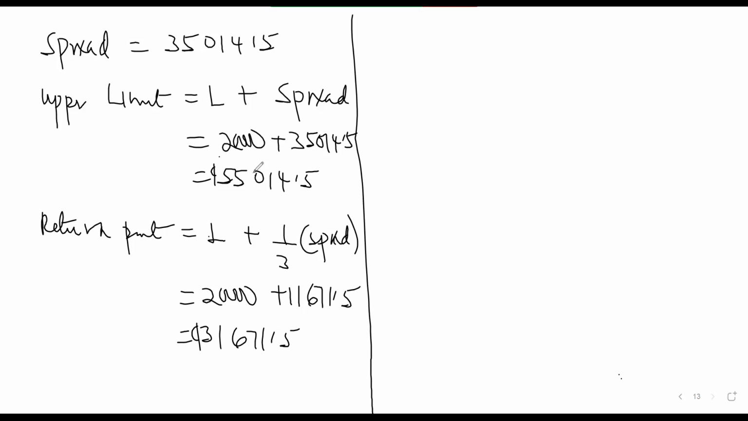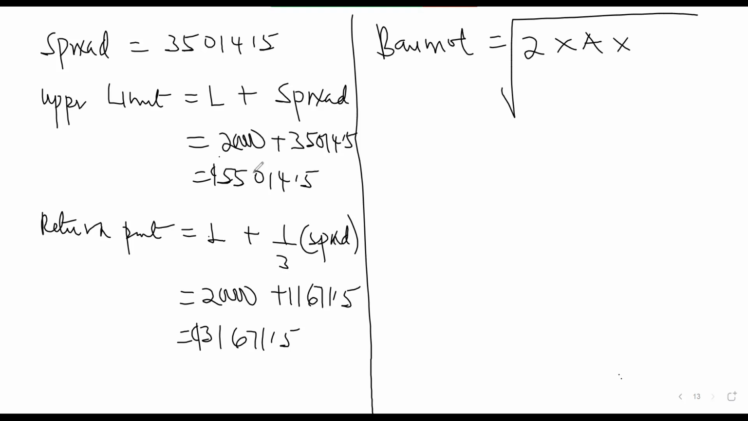So this is how they are going to ask you. They will give you the items, then they will ask you to use the Miller-Orr model to calculate the spread. The spread is the difficult one. After you calculate the spread, there is nothing difficult again. You just pick the formula. This question can also ask you to calculate the cash requirement using the Baumol model. The Baumol model is 2 times the annual cash times the transaction cost divided by the interest.